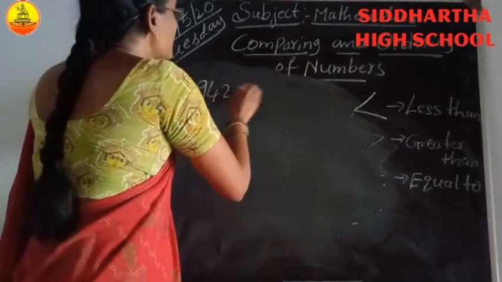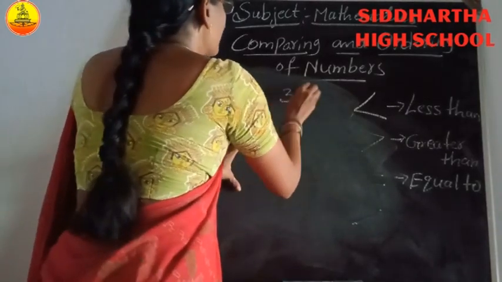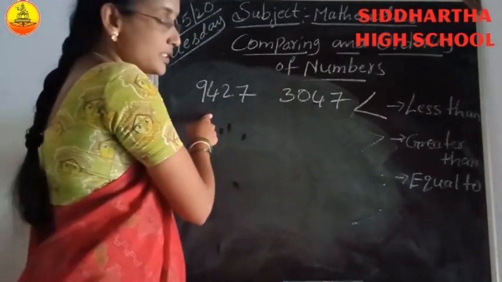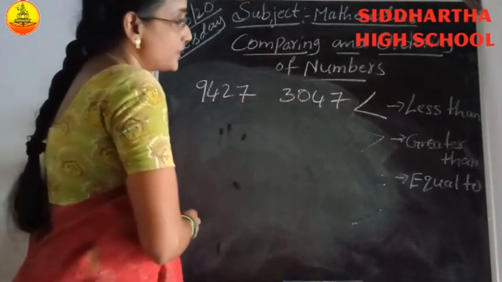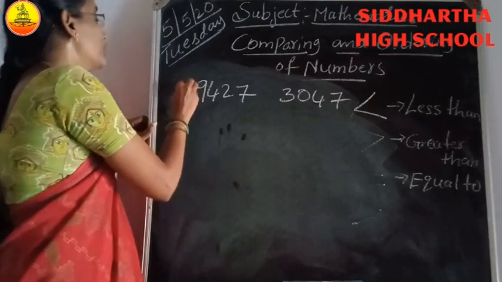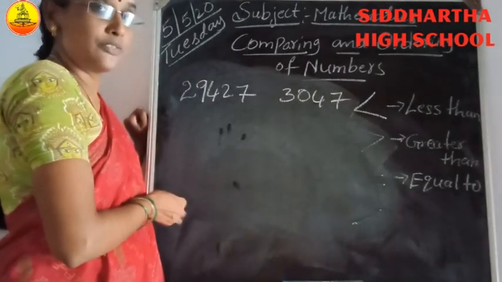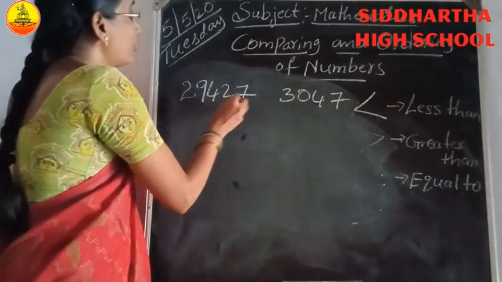9,427 and 3,047. Now we'll observe here. This is a 4-digit number. This also is a 4-digit number. Okay, here I will add one more digit, children. Then a 5-digit number is formed. Now how to put the commas? Ones, tens, hundreds, comma.